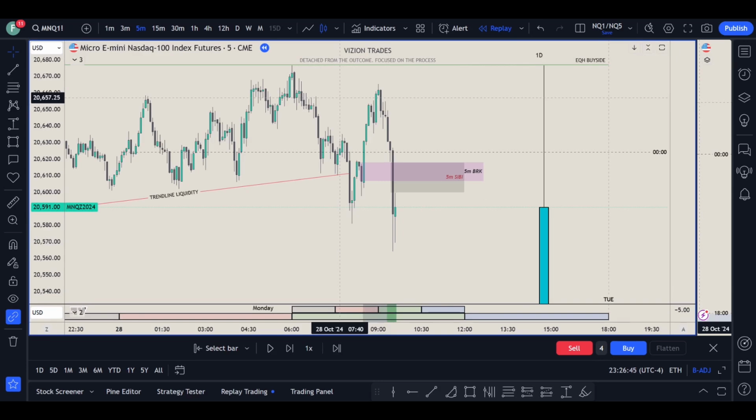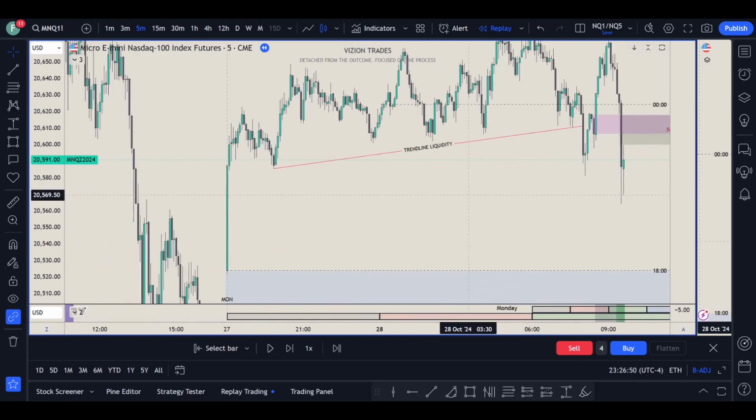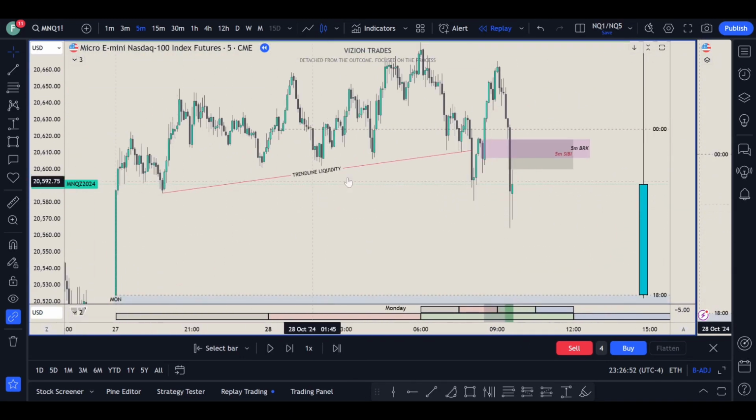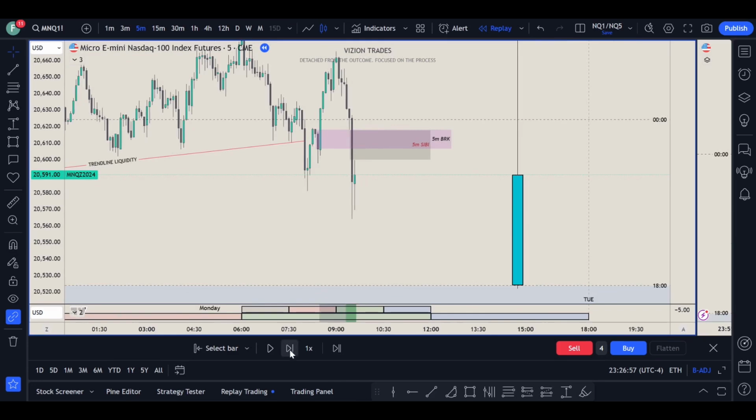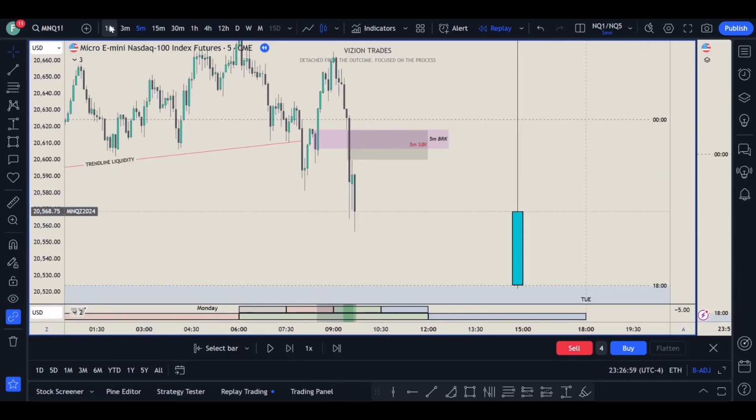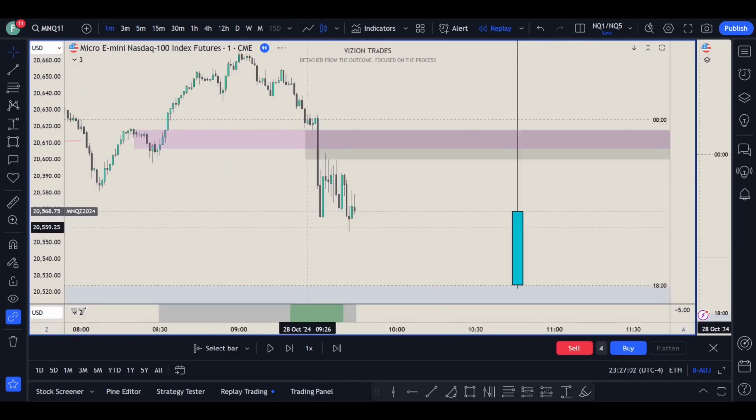So I didn't want to risk losing capital on a crappy day like a Monday. So no news Monday as well. So yeah, price took out this trend line liquidity right here, and then we've started going lower during New York. Whoops. So we'll go on the 1 minute and see what we can see here.